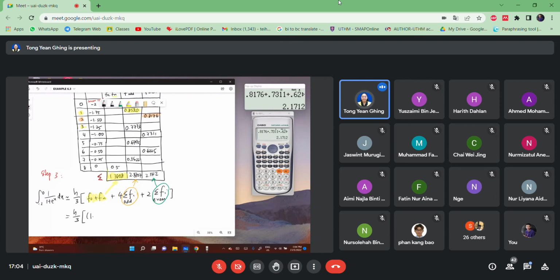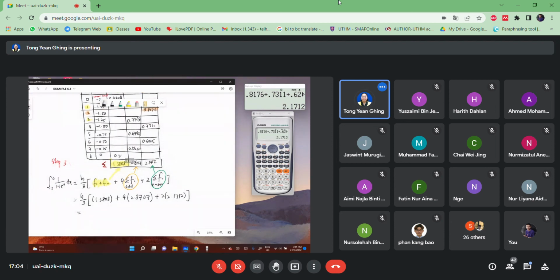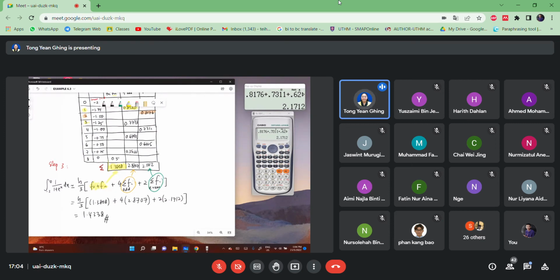So this one is 1.3808 plus with 4 times with 2.8707 plus with 2 times with 2.1712. Okay, so you get this one. So you get 1.4338. Okay, play. So now you get ready.